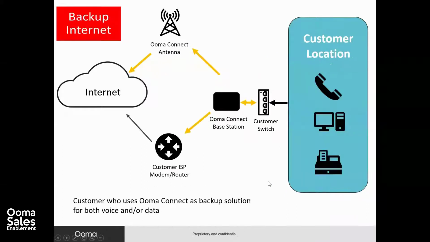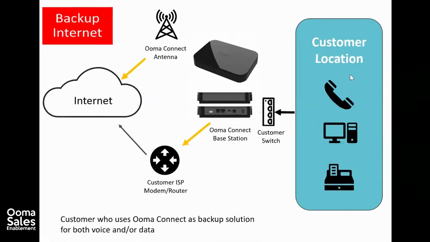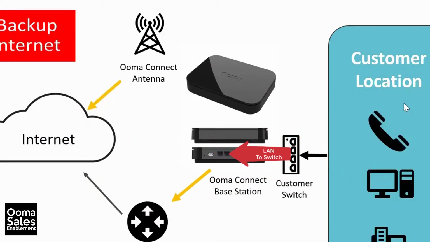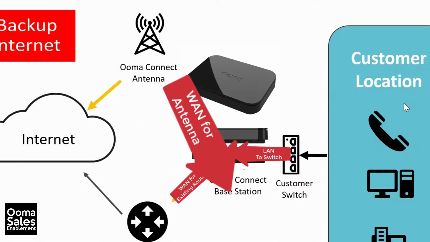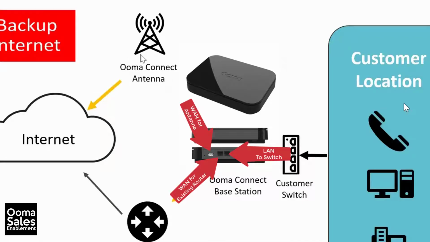The second option is backup internet. With backup internet, you'll notice that the customer has all of their equipment, their phones, their point of sale, their computers, that's all connected to their switch. Their switch is then connected to the base station, so we're using that LAN port to connect to the switch. Then we're using both WAN ports, the one RJ45, which is connecting to their customer ISP, the other one's connecting to our Ooma Connect antenna.